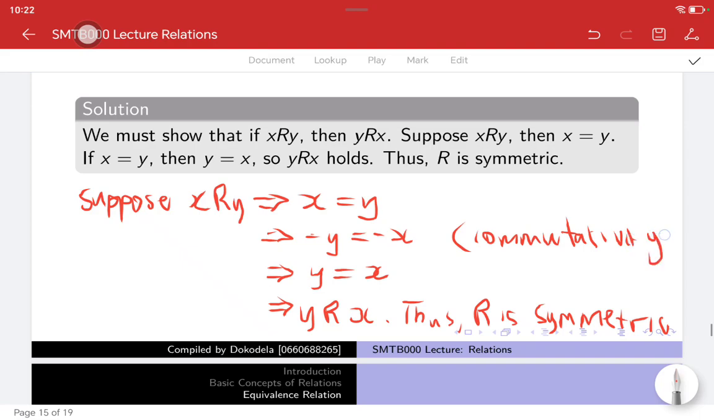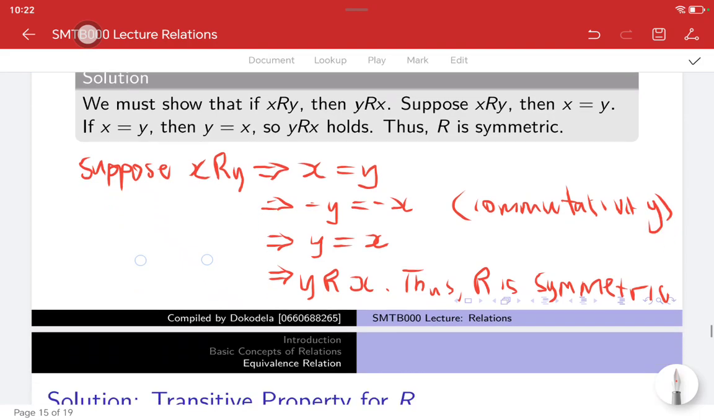So if it doesn't commute, then, and when it commutes, the sign must remain the same. Then it means that if it doesn't, then no, it won't.